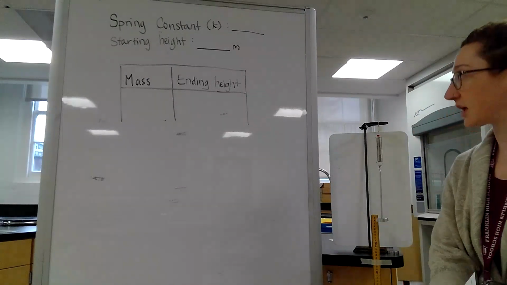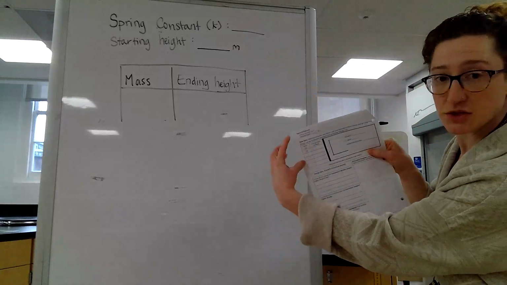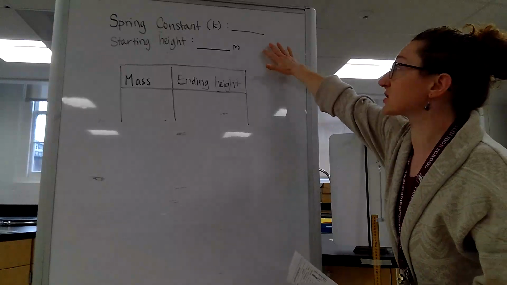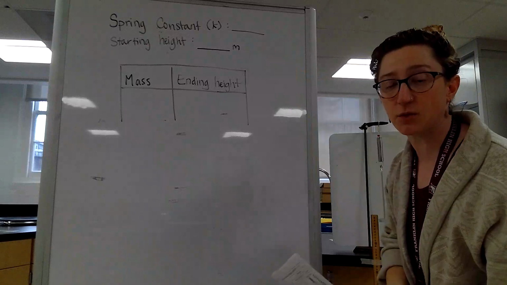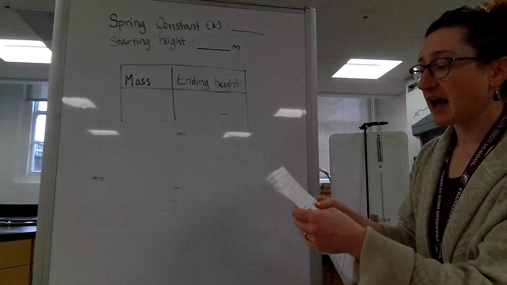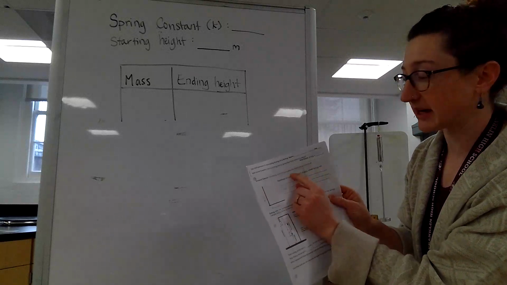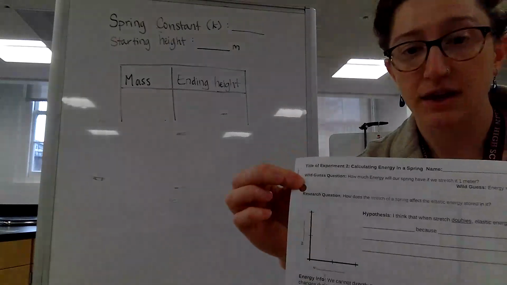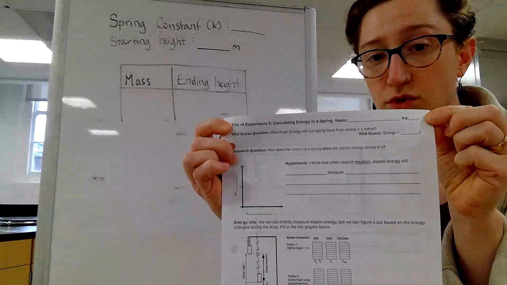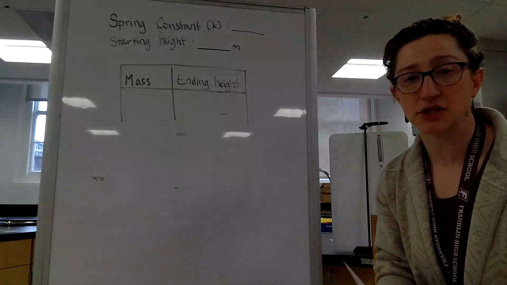So here I have set up the top part of the page that you have right here. So we have two controlled variables. These two things are things that we are keeping the same every time that we run the experiment. What we want to find out is how does the stretch of a spring affect the elastic energy stored in it? I got that research question from the top of the page here for experiment 2. So the research question is right there: how does the stretch of a spring affect the elastic energy stored in it?